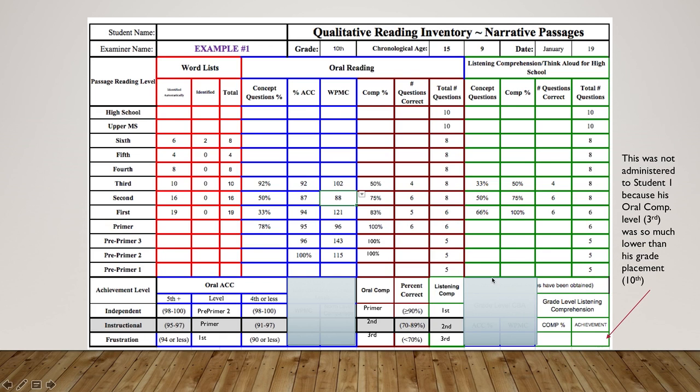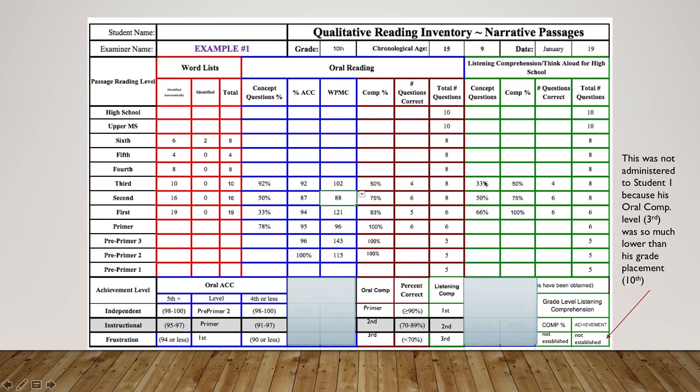Now, I do have a caveat for this one. Because this student's instructional comprehension level is so much lower than his grade placement. In fact, he's frustration at 3rd grade, and he's a 10th grader. I professionally don't see the point in administering a high school assessment, since we already know that he struggles even at the 3rd grade level with listening comprehension. So what I do in that case is I just put not established, and then in the body of my report, if I were writing a case study report, I would explain why I didn't administer those.